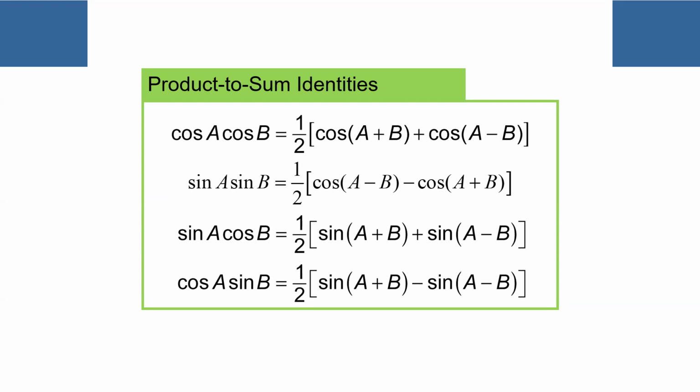All right, product to sum identities. They go back and forth. So either you're condensing or you are expanding, depending on the situation.